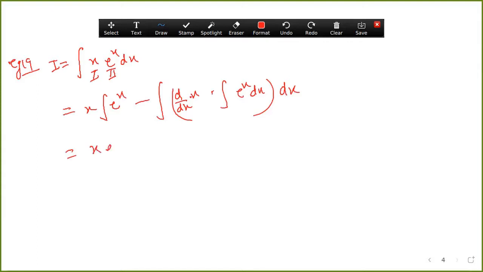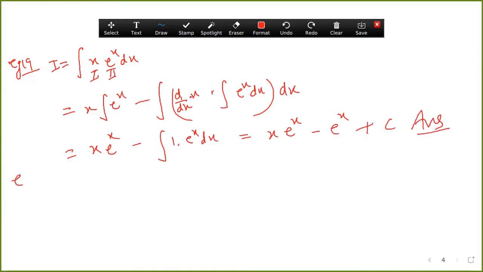This x e to the power x integration is e to the power x minus this is 1 into e to the power x. It comes out x e to the power x minus e to the power x plus constant. This is example number 19. Now come to example number 20.